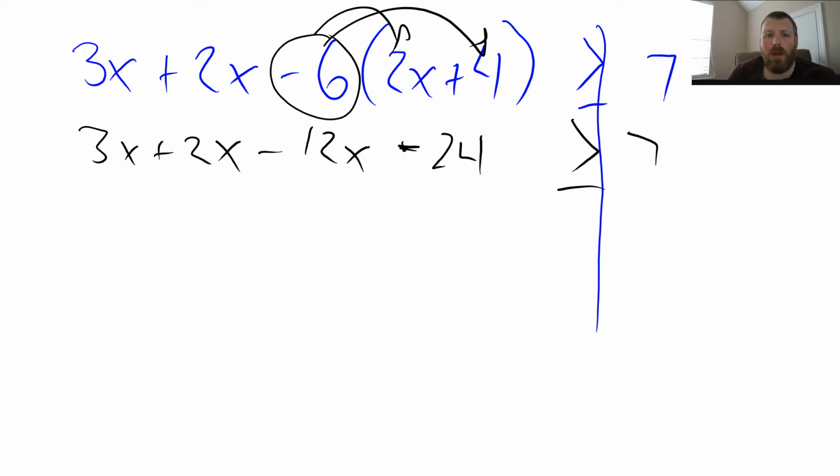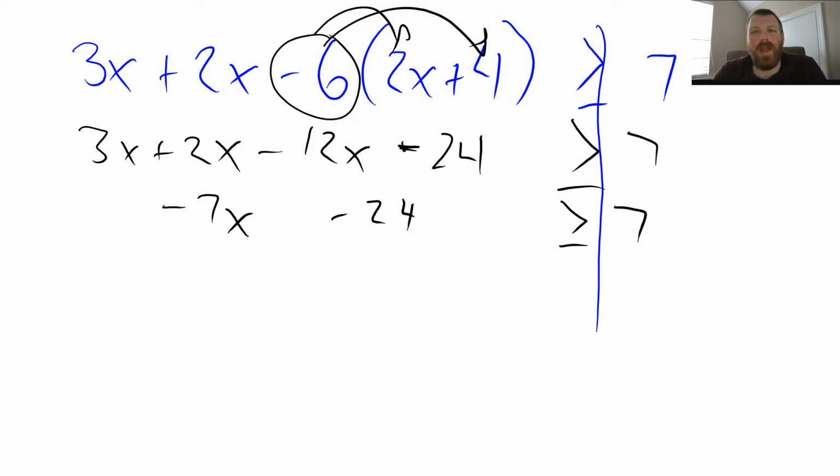Now we're going to look at what we have left. We want to notice if we have any like terms on the left-hand side. And we do. We have 3 different x's. We have a 3x, a 2x, and a negative 12x. So the 3 and 2 make 5, right? Then we take 12 away, and that's going to make negative 7. So all of those x's combine to make negative 7x. We still have a negative 24, and now we have a greater than or equal to 7.